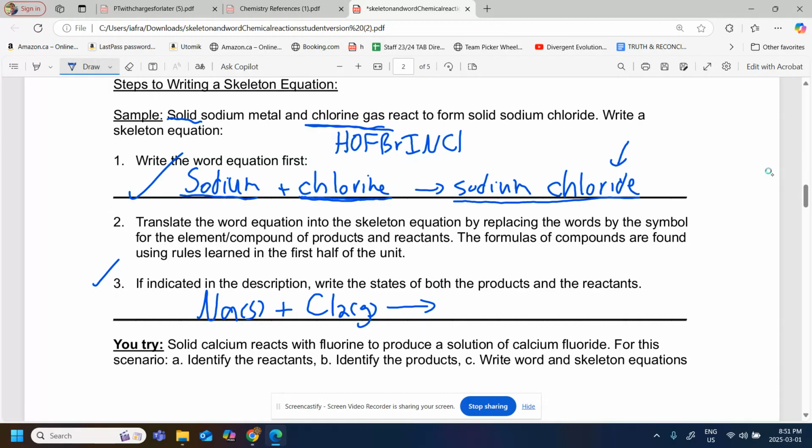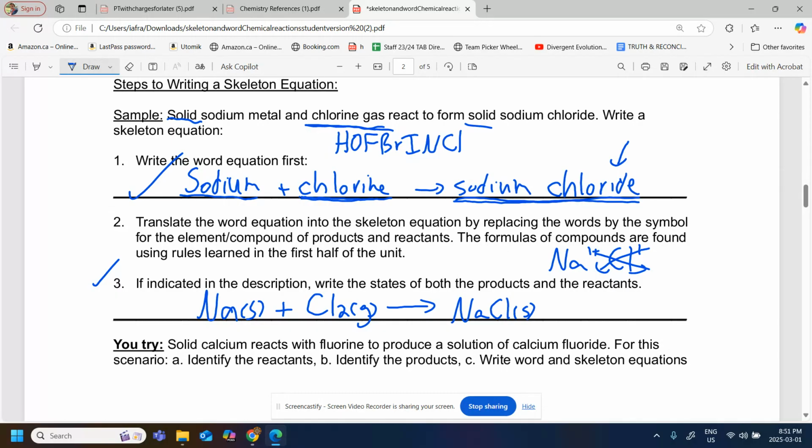To make the formula for that compound, you just use the rules that we learned throughout the unit. If it's ionic, you crisscross. If it's molecular, you use the prefix, right? So we have Na plus 1, Cl minus 1, crisscross. You get NaCl, and it says solid here. So that is our skeleton equation.